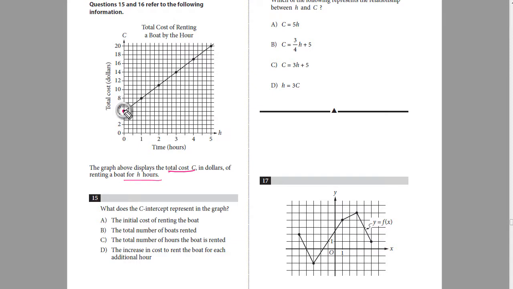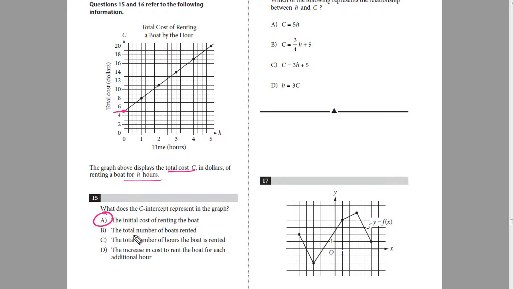So this is the C-intercept, or we can say the y-intercept. Now what does this represent? The initial cost of renting the boat. It is the fixed cost that you have to pay no matter how many hours you use the boat. Below this cost you cannot rent the boat, so you have to pay $5 initially in order to rent the boat. So this will be option A.